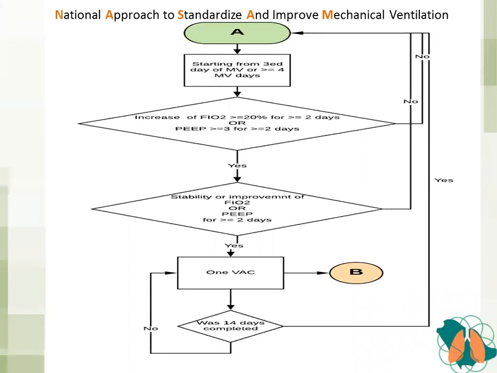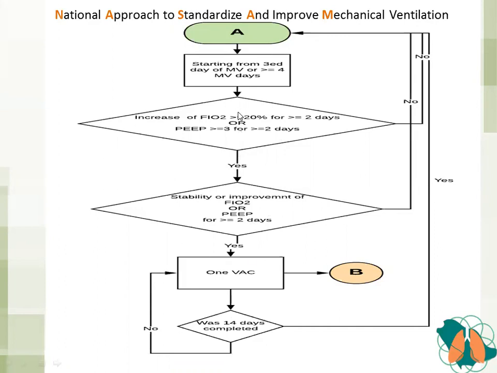So if you have stability or improvement in FiO2 and PEEP, and then you have a worsening of condition that continues for 2 days, that means you have 1 VAC, ventilator-associated condition. If you have this VAC, you will go for B, which is looking for the IVAC. And if you have 1 VAC, the second VAC should not be calculated until 14 days have passed. It should be 14 days completed, so you can go all over again if you have a VAC.